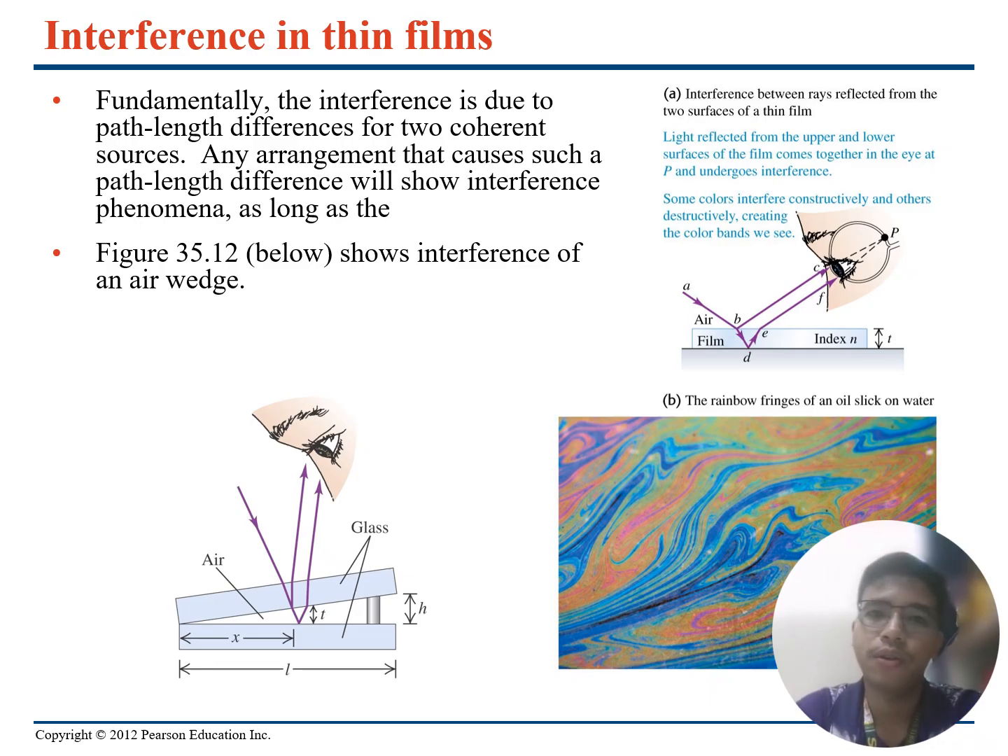Interference can also occur when light interacts with extremely thin transparent layers known as thin films. When light strikes a thin film, part of the wave reflects from the upper surface while another portion penetrates the film and reflects from the lower surface. These reflected waves travel different distances before recombining, creating conditions for interference.